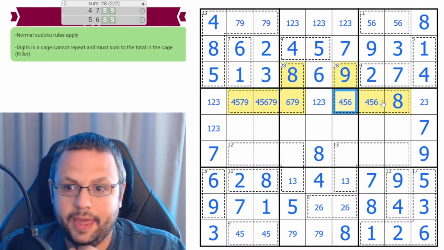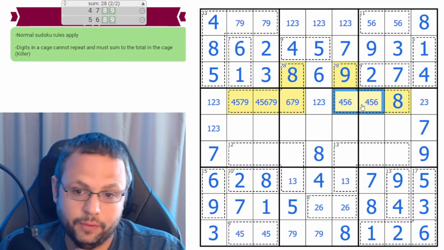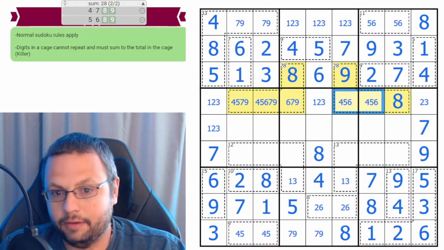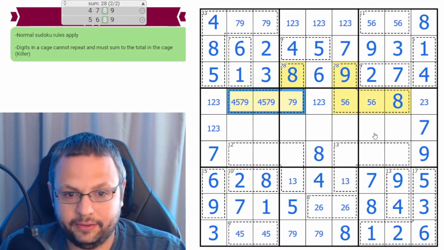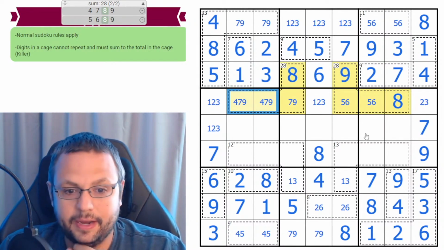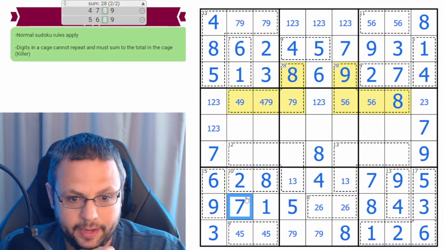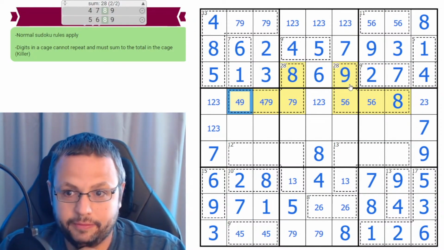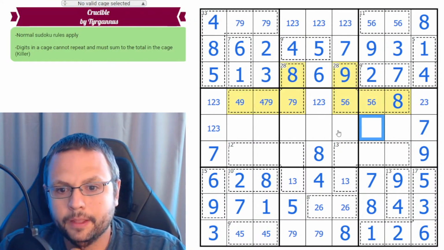So now we know that these are either 5, 6, or 4, 7. Well, there's no 7 in this cage anywhere, so they're not 4, 7. They are 5, 6. So that lets us clear out the 6 and the 5 from these cells. So these need to be 4, 7, 9. That one's not a 7, just by Sudoku. This is one of those times where definitely having the sum calculator is super, super helpful.